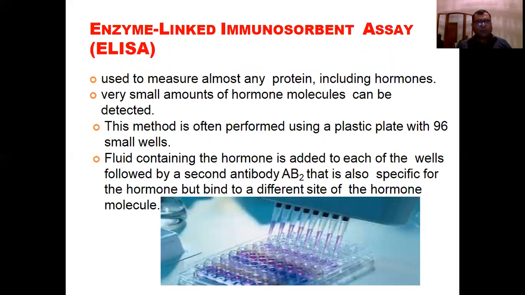Enzyme-linked immunosorbent assay, ELISA. This method can be used to measure almost any protein, including hormones. This test combines the specificity of antibody with the sensitivity of a simple enzyme assay, because each molecule of enzyme catalyzes the formation of many thousands of product molecules. Even very small amounts of hormone molecules can be detected.